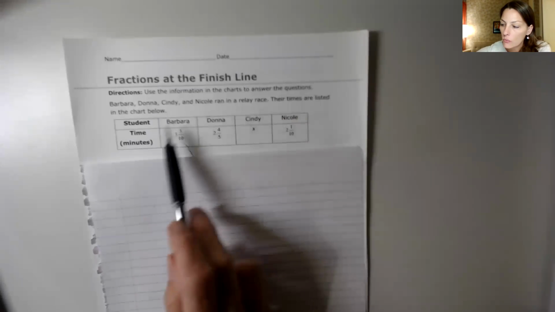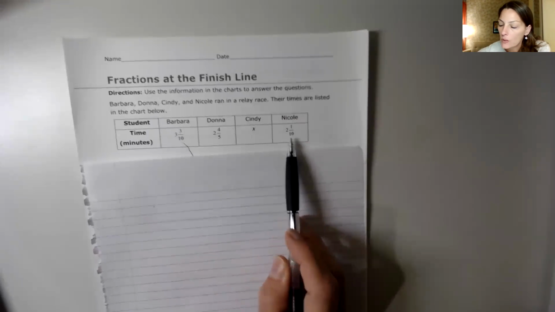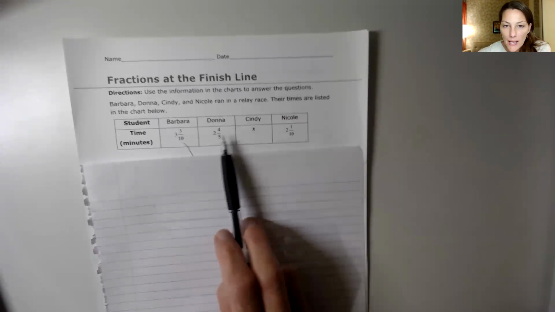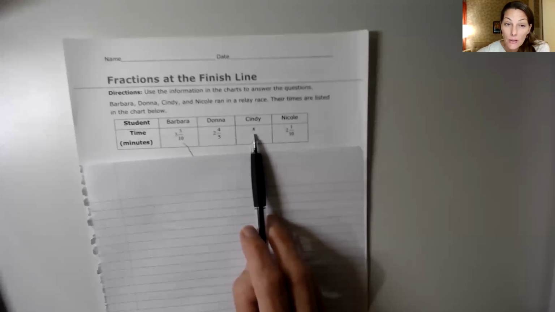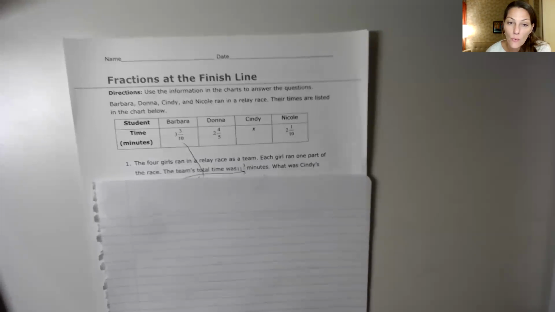So we've got a chart with 4 girls, and they ran this fast. Okay, except we're missing Cindy's. So I have an idea that's going to probably want us to find Cindy's. They're not going to make it easy for us. Let's see what number 1 says.